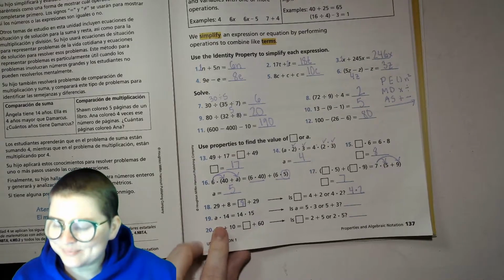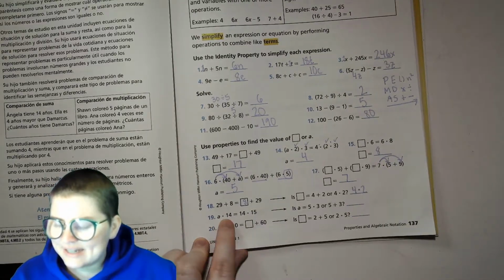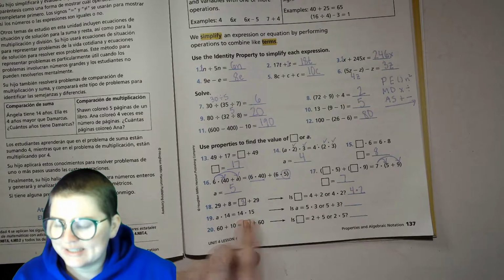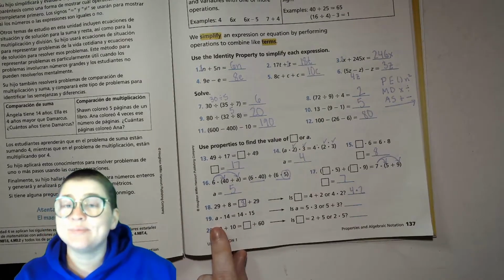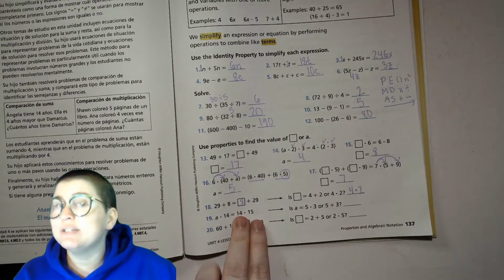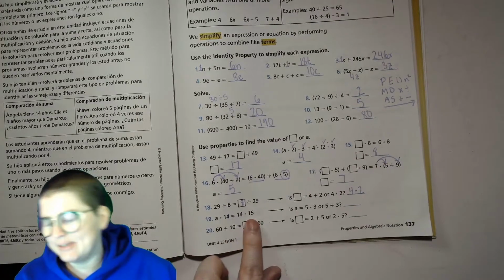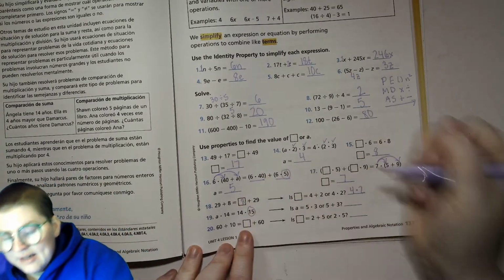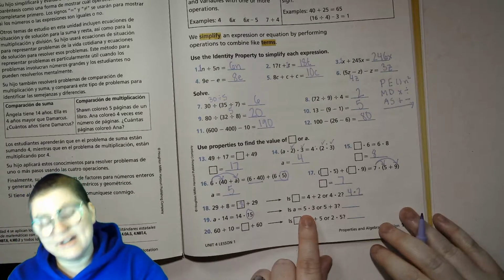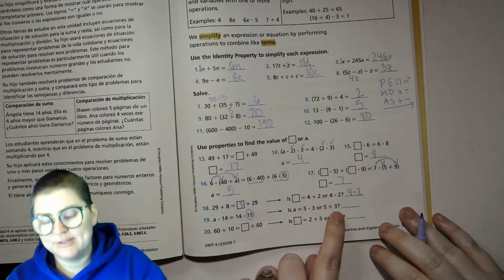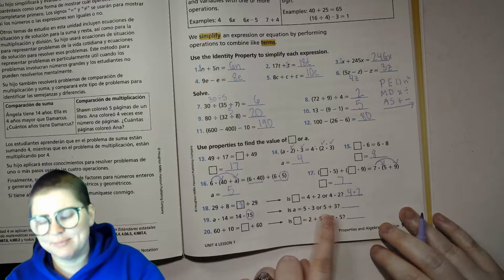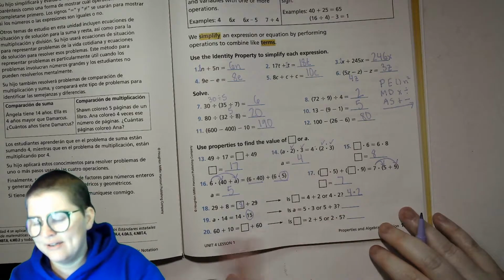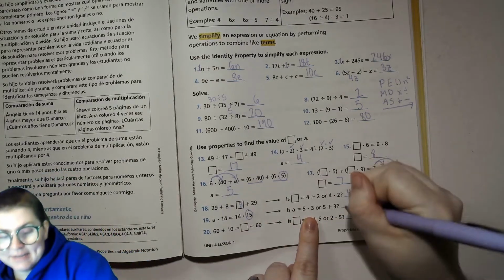Okay, next one here. A times 14 equals 14 times 15. Well, first, what's A? That commutative property, right? It has to be 15. So then is A 5 times 3 or 5 plus 3? Well, 5 times 3 is 15 and 5 plus 3 is 8. So 15 is equal to 5 times 3.